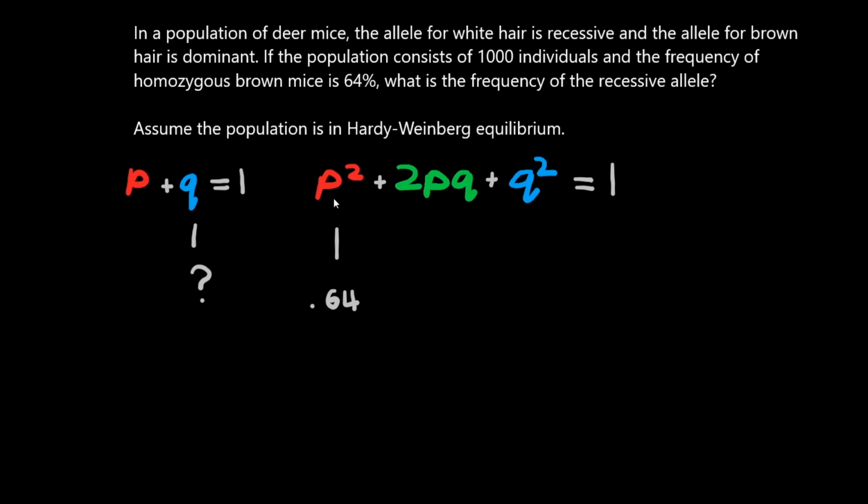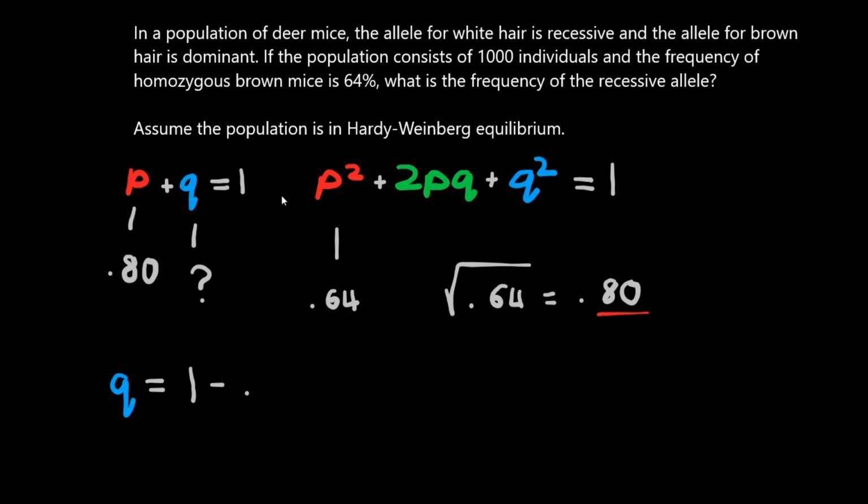So the first thing you want to do is from p squared, we want to go to p. And to do that, all you have to do is take the square root of 0.64, and that's what p equals. So we'll just throw that over there. And now all you have to do is calculate for q. So q equals 1 minus 0.8, and that equals 0.2, which is just 20%. There's your answer.